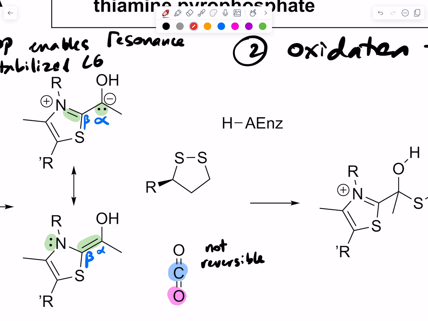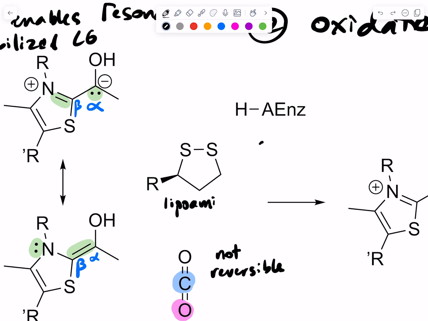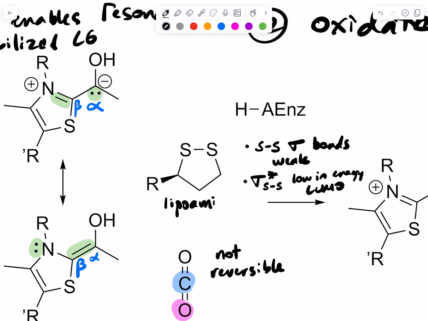So what ends up happening is the lipoamide cofactor in the enzyme active site is held really close to this negatively charged alpha carbon. And the other thing that I think I mentioned last time was that sulfur sigma bonds are weak, and therefore that the sigma star, the antibonding orbital associated with the sulfur-sulfur bond, is low in energy, meaning it's the LUMO. So you've got a nucleophile here in this step attacking a sulfur sigma star, and the effect of that should be to break the sulfur-sulfur bond.